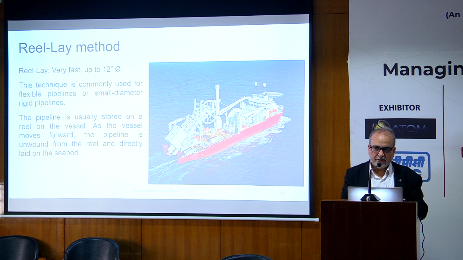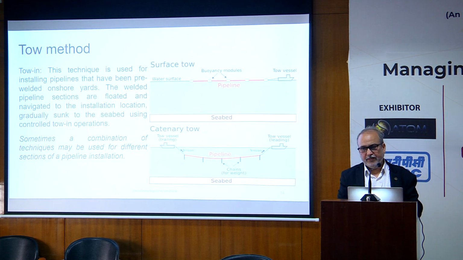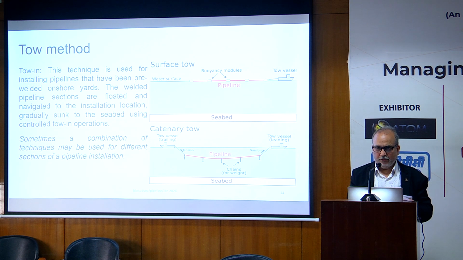These pipelines are of smaller diameter, up to around 12-inch diameter, and most of the time these are flexible pipelines, and rigid pipelines are of lesser diameter. Then we have the technique wherein prefabricated pipelines from the yards are towed in smaller segments and gradually laid on the seabed.